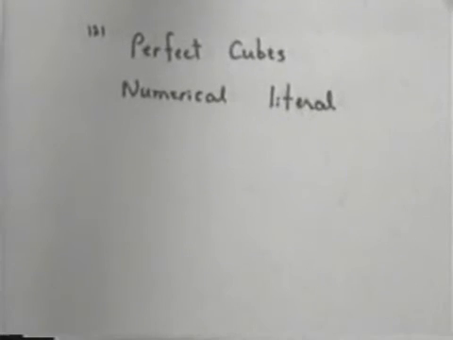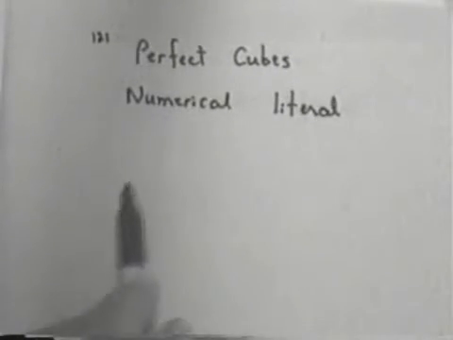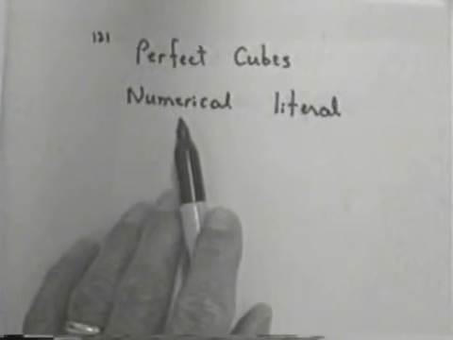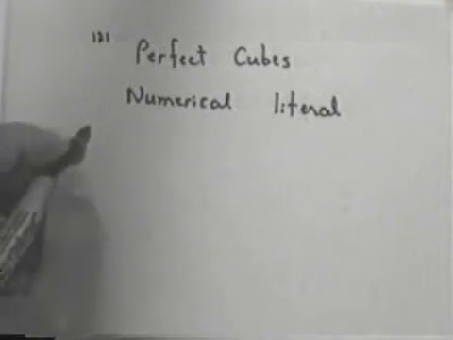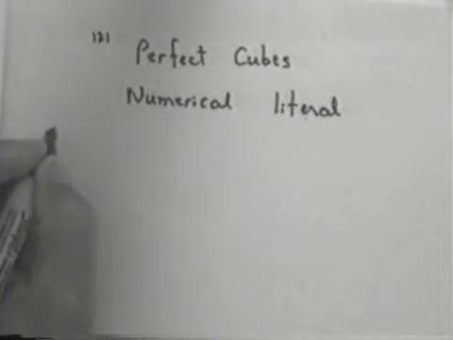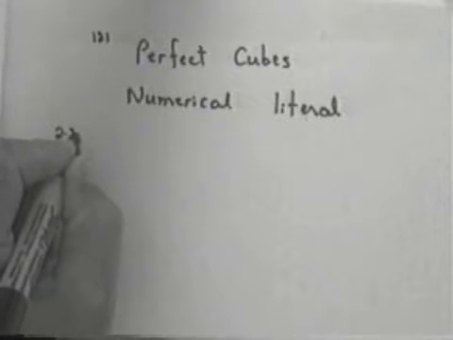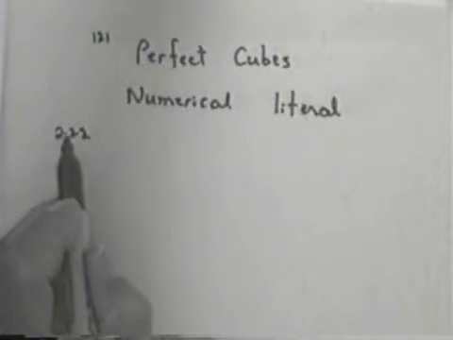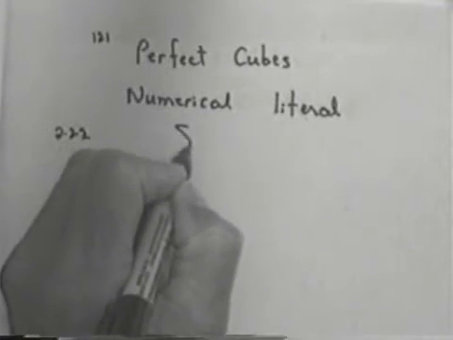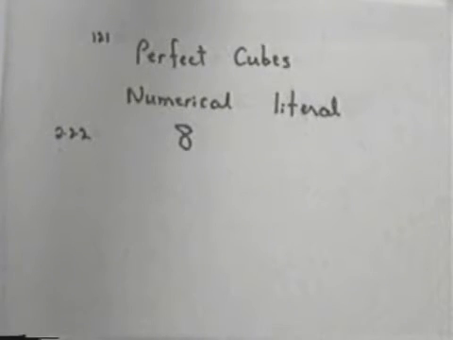You also need to have a table for cubes. So you need to have a table for perfect cubes. Again, you need numerical and you need literal. Well, for numerical, for cubes, we start with 2 times 2 times 2. Well, 2 times 2 times 2 is 8. So 8 is a perfect numerical cube.